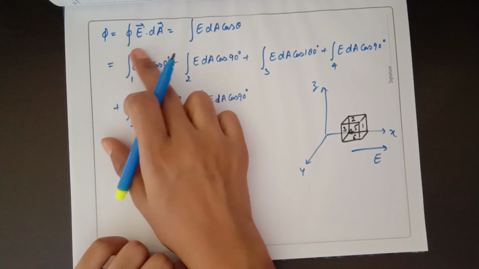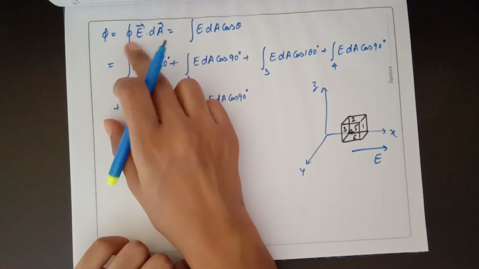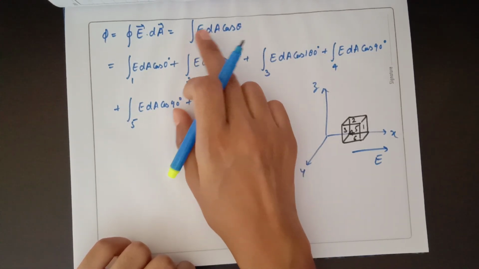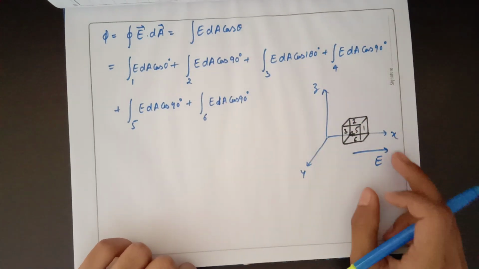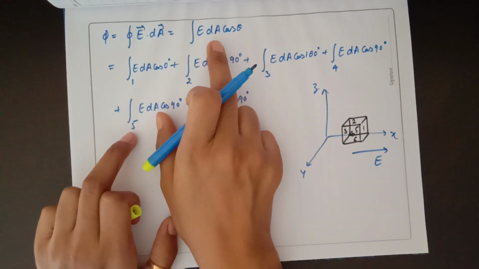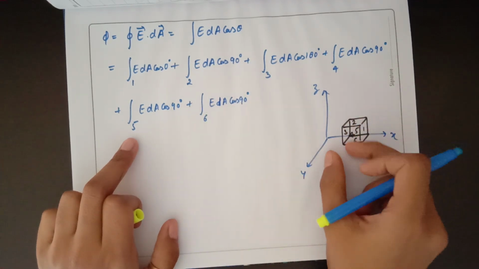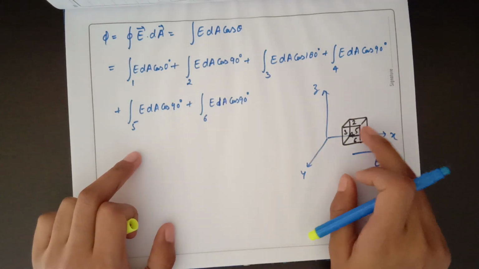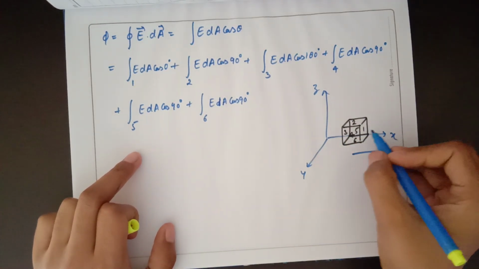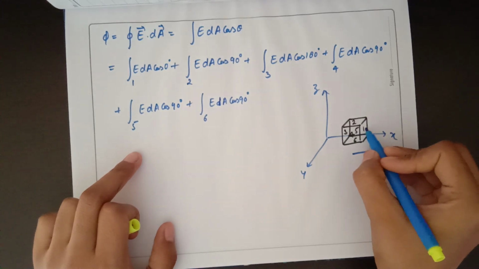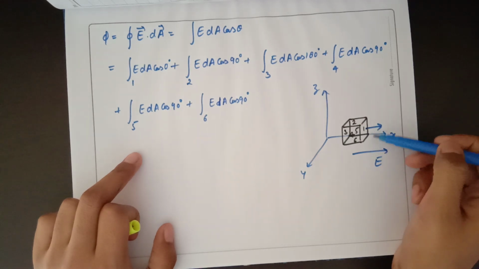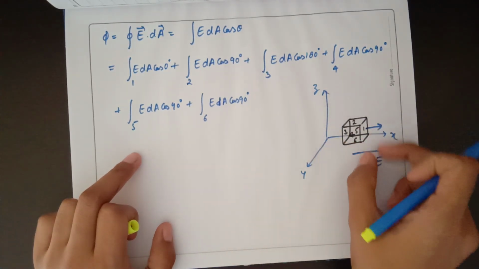Now from the formula you can see phi is equal to the integration of E dA, meaning E dA cos theta. It depends upon the angle between E and the normal to the area vector. So we can divide this integral into 6 components, as there are 6 surfaces in a cube. For the first surface, which is this side, the normal will be like this, and the angle between E and the area vector for the first surface is 0 degrees. As you can see, both are in the same direction.